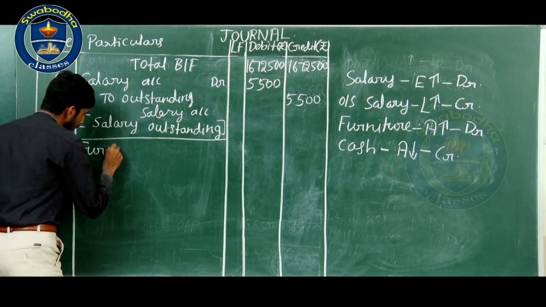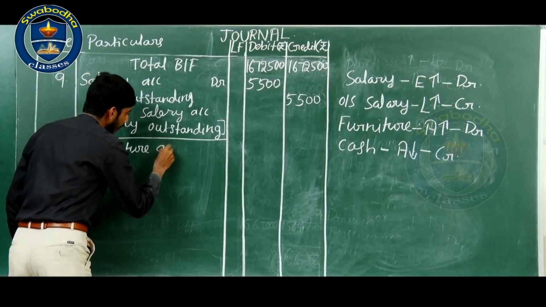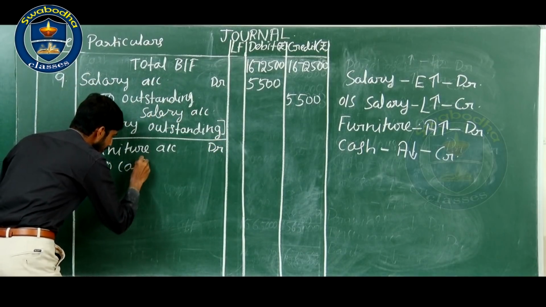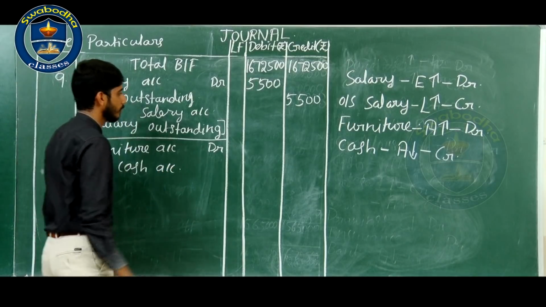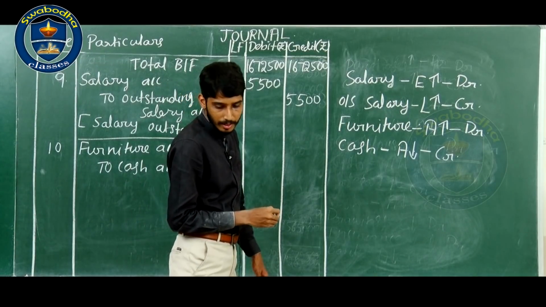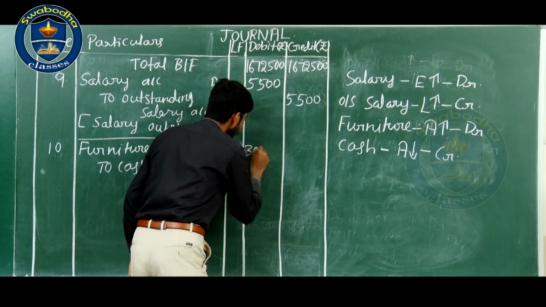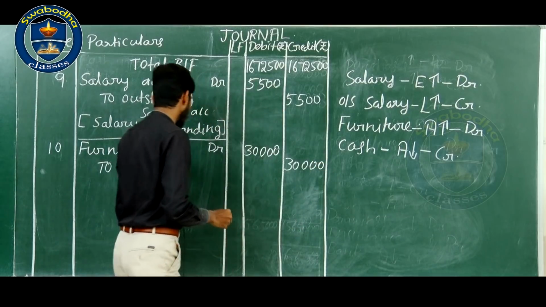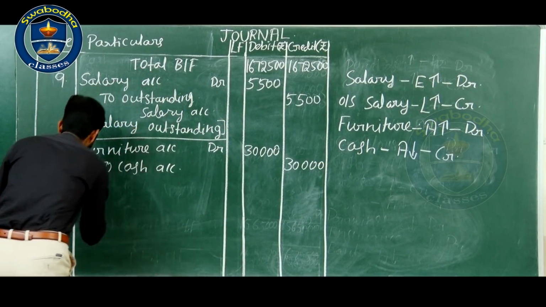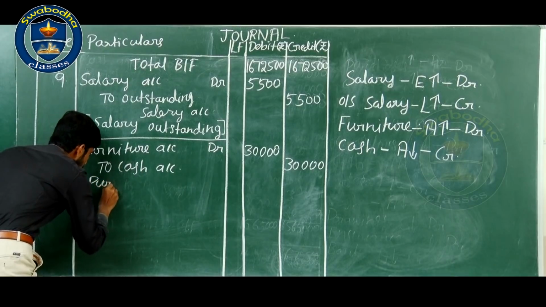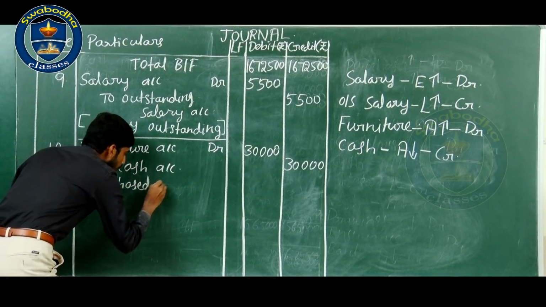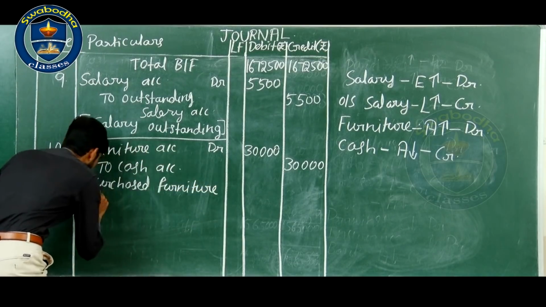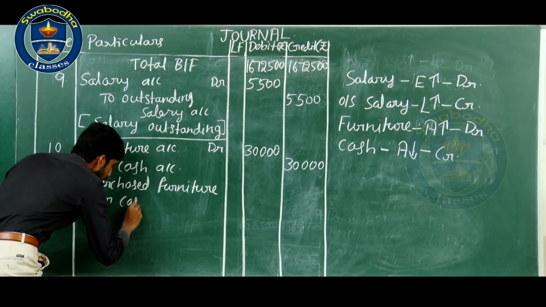Furniture account debited to cash account. Amount is 30,000. Write the narration. Purchased furniture for cash.